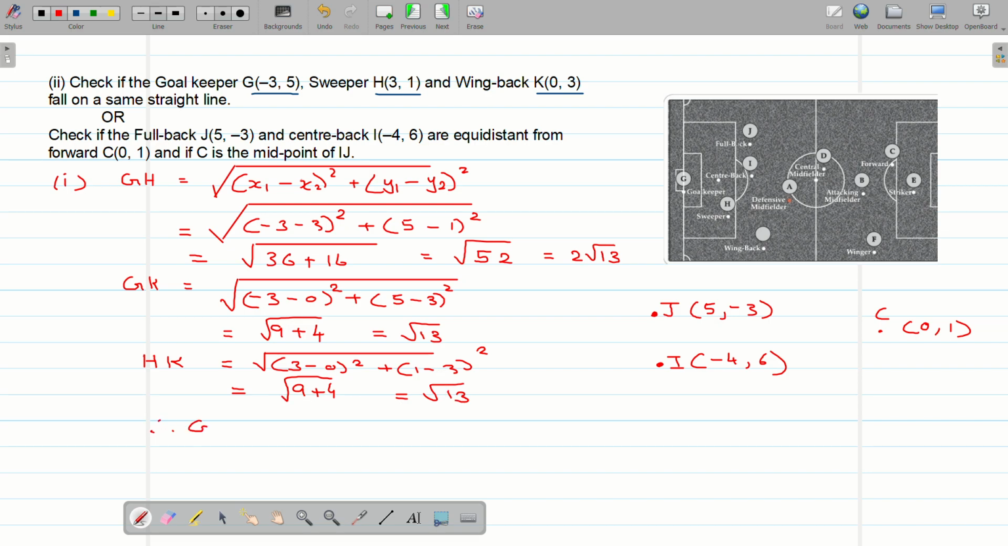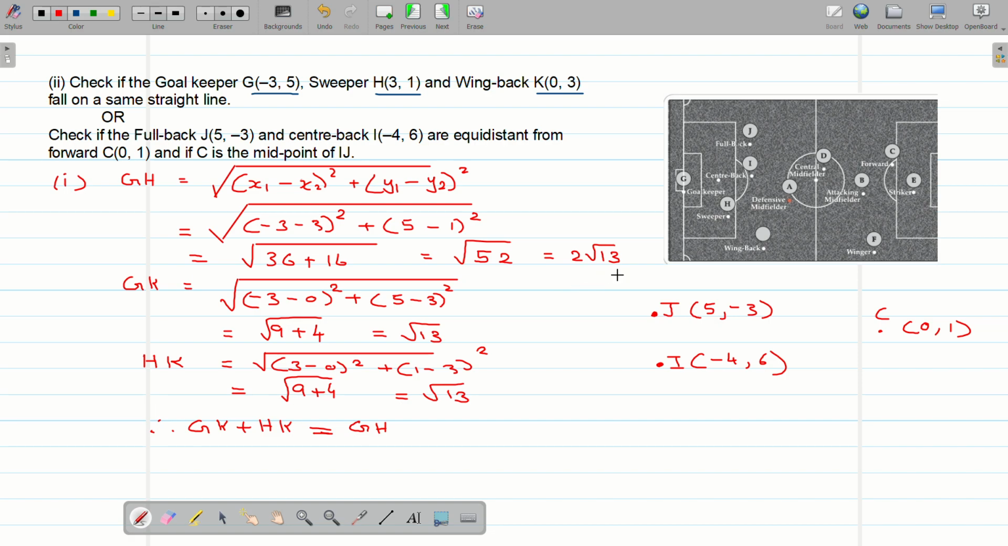Therefore GK plus HK is equal to GH. GH is equal to GK plus HK, but in the figure it is not mentioned where the position of K is, but we are just going to see the coordinates given here.